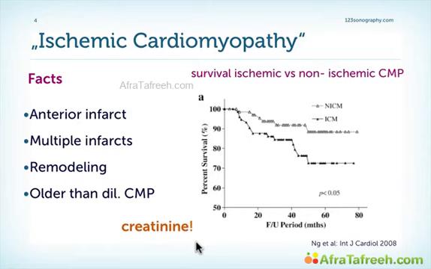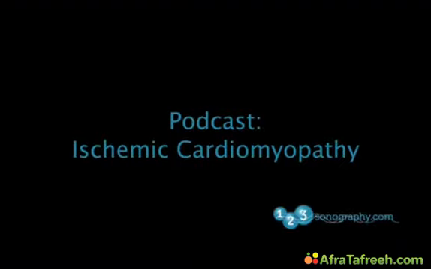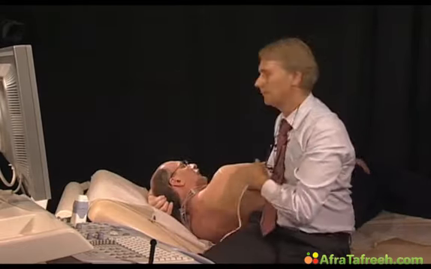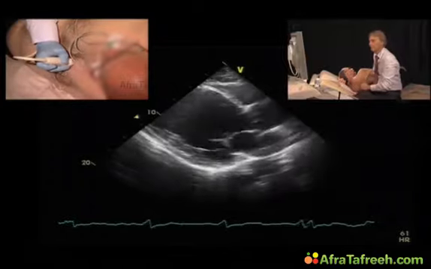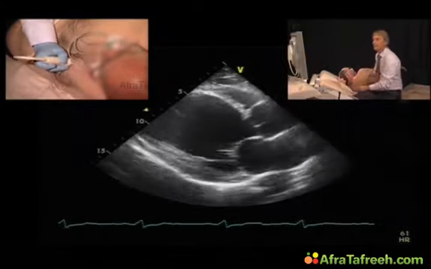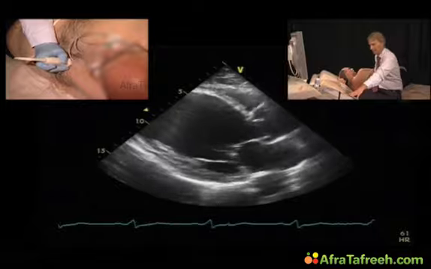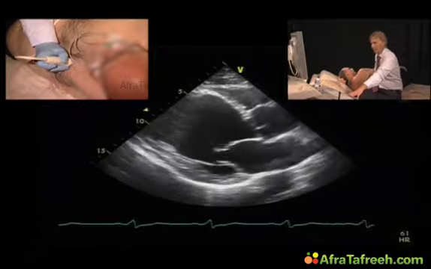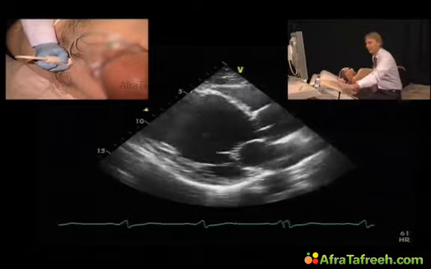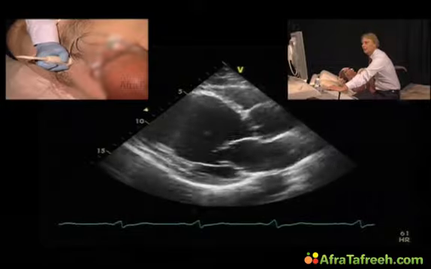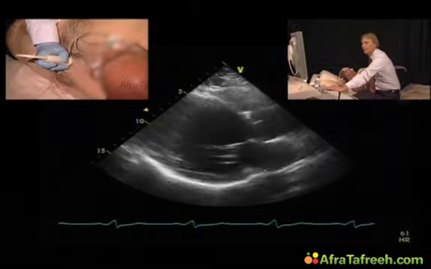But now let's take a look at a patient who has ischemic cardiomyopathy and what the typical features are in a demonstration. Start with the parasternal long axis view. And as you can clearly see, the patient has significantly reduced left ventricular function. We have akinesis of the septum and residual contractile function of the posterolateral region.